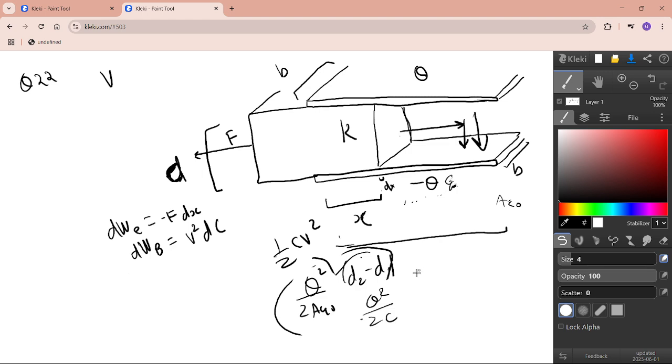And Q is C V, so C V square half. One thing is capacitance C is equal to Q by A epsilon naught by delta d. Yeah, it's delta d.